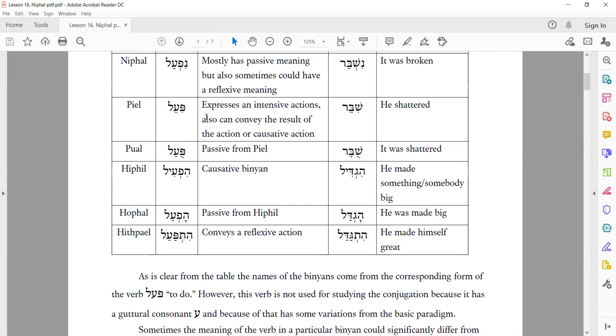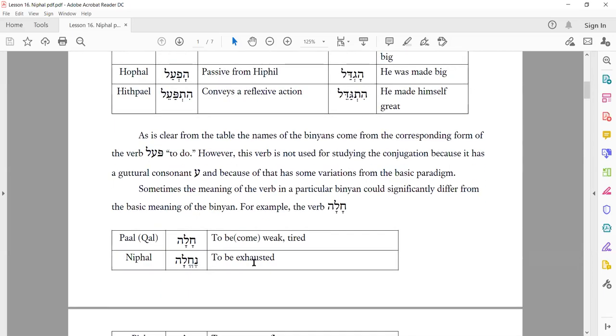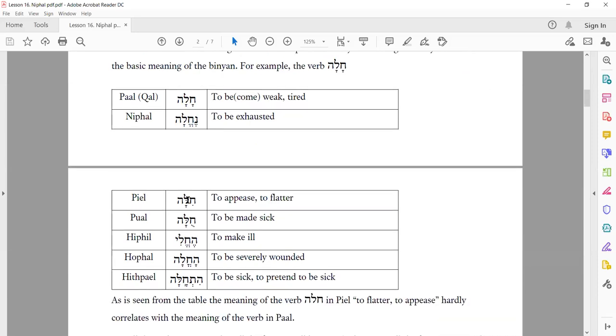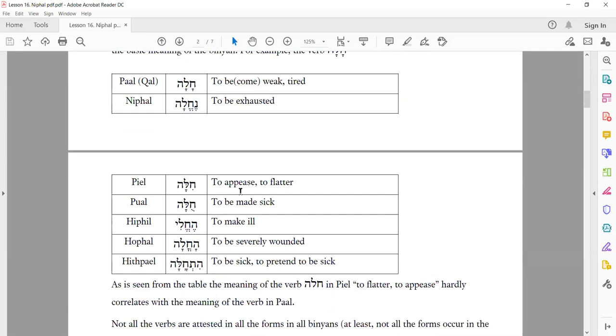But I need to tell you that this is a table that shows that not all those meanings can be easily derived from the meaning of the stem. Because sometimes the meaning could be completely different in many binyanim. For example, this word halah, to become weak, tired. In Niphal, to be exhausted. In Piel, to appease, to flutter. And do you see this meaning? It looks like it doesn't connect at all with the meaning in Pa'al or in other stems.